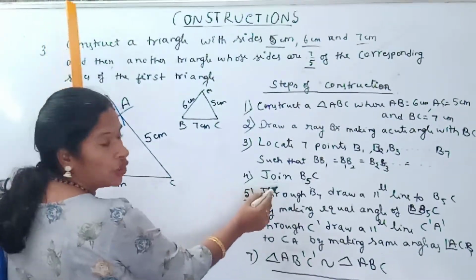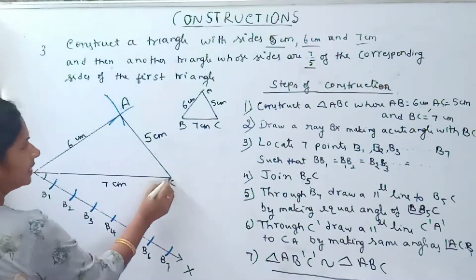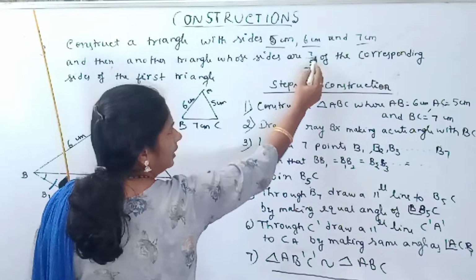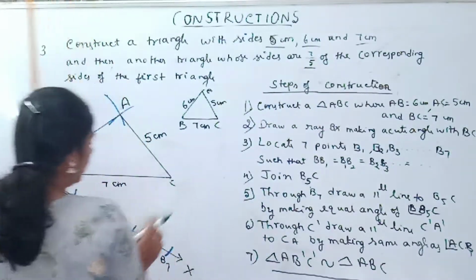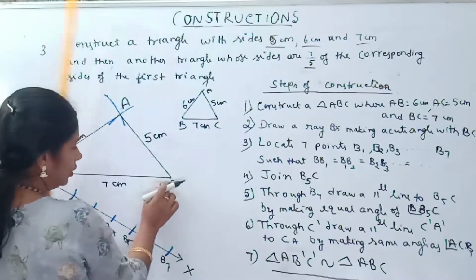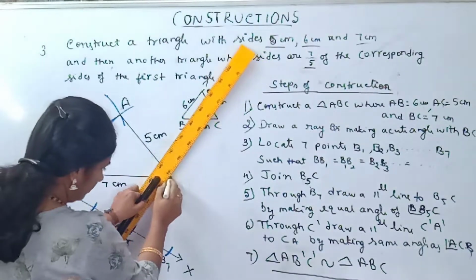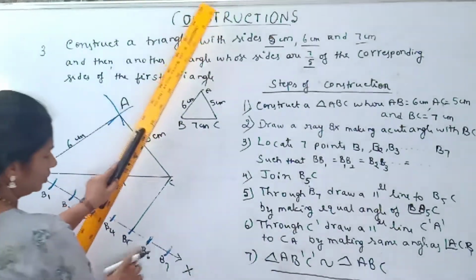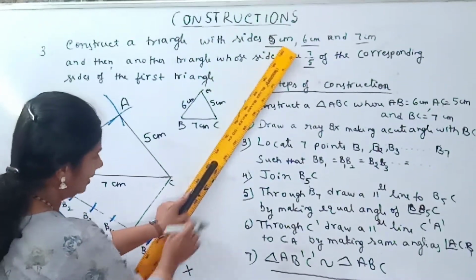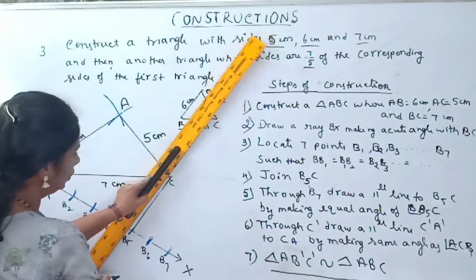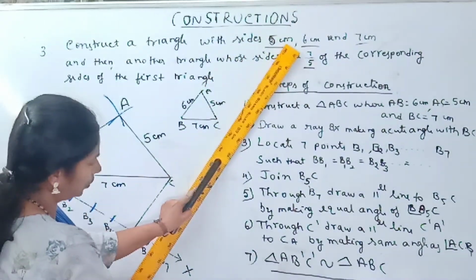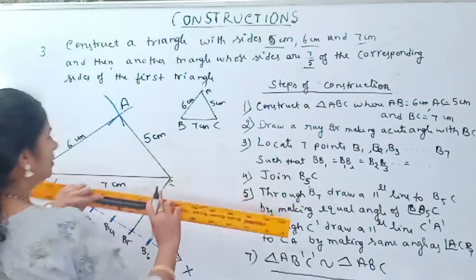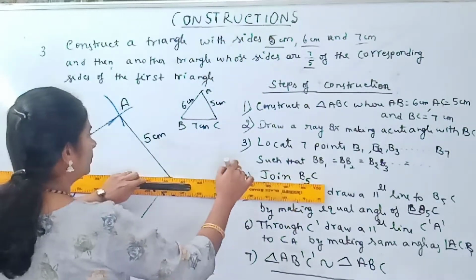Step 4. Join B5 and C. Why we have to join 5, children? Because see the denominator, which number is there? 5. So B5 and C you have to join. Next step, we have to construct a line which is parallel to B5C. So you have to draw a line, children, which is parallel to B5C. How to construct? Now extend the base.